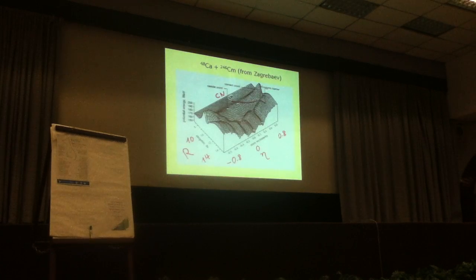adiabatic models. Here I've shown you some potential energy for the system calcium plus curium. This is from Zagrebaev in Dubna. Here is the eta coordinate, and here is the relative coordinate. And you come here with a certain fragmentation, and then you move here to more symmetry, because here the barrier is smallest in this adiabatic model, and then you move to the compound nucleus.